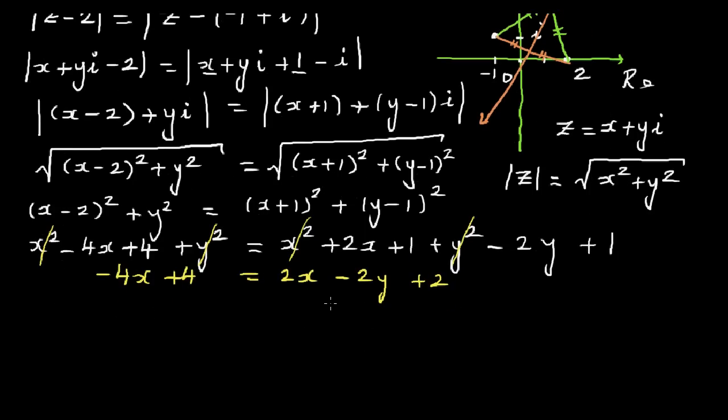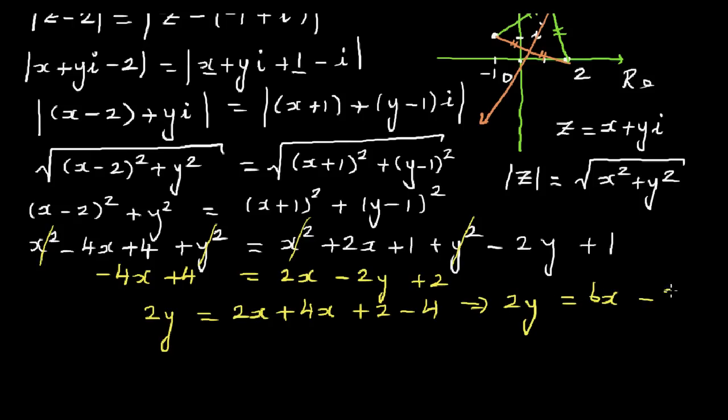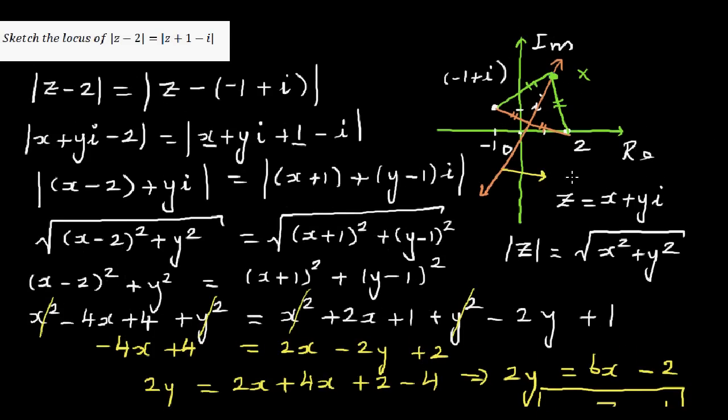Let us write this as 2y is equal to 2x plus 4x plus 2 minus 4. I'm just simplifying. This implies 2y is equal to 6x minus 2. Dividing both sides by 2, y is equal to 3x minus 1. So this is basically a line. This line is what I was talking about. The equation of this line is y equals 3x minus 1.